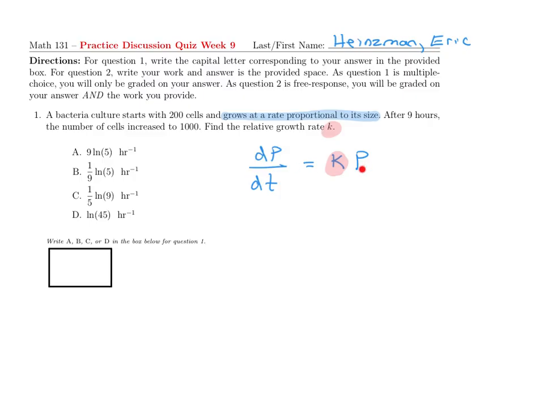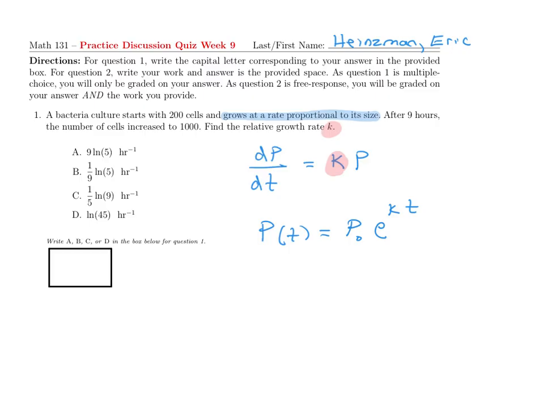Now, this is called a differential equation, and we know that the solution to it looks like this: P, or P of t, is equal to P naught times e to the kt. So essentially, can we use this equation to solve for k?